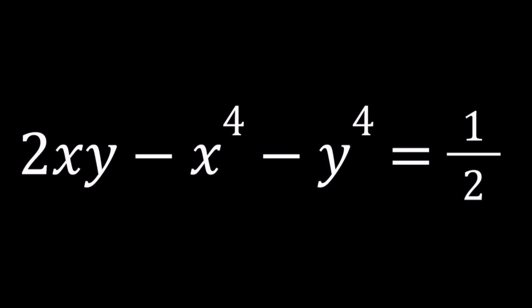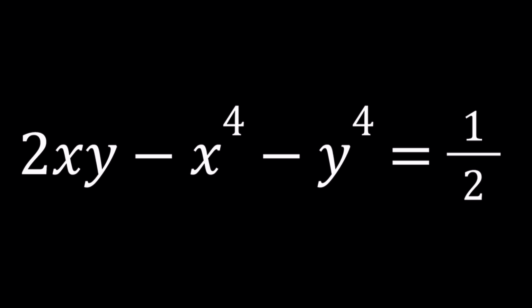In this video, we're going to be solving a very interesting equation. We have 2xy minus x to the fourth minus y to the fourth equals 1/2, and we're going to be solving for x and y values. In a little bit, I'm going to tell you why this equation is very interesting, and hopefully you'll agree with me on that one, and let me know what you think.